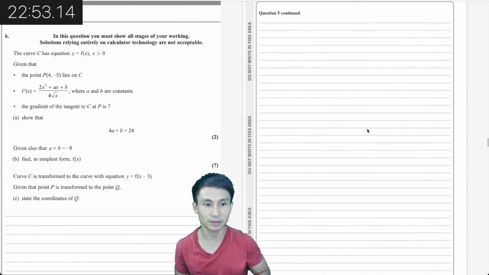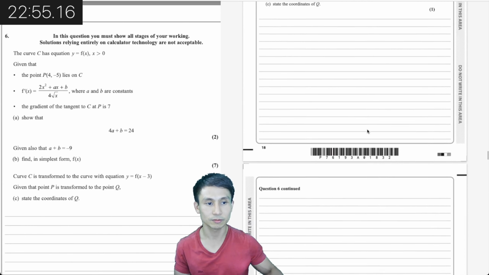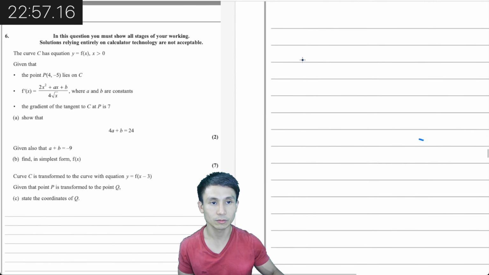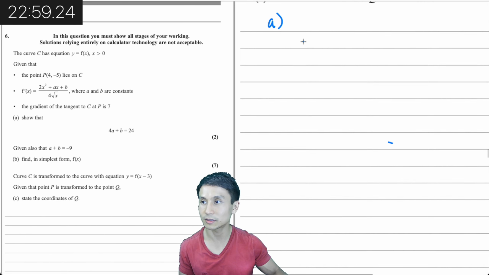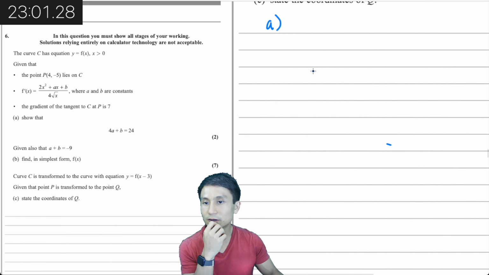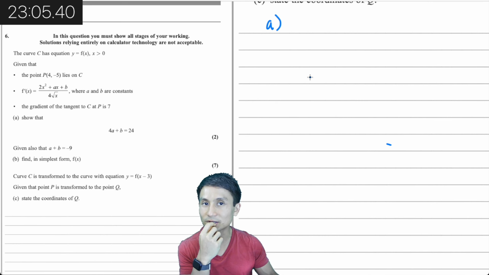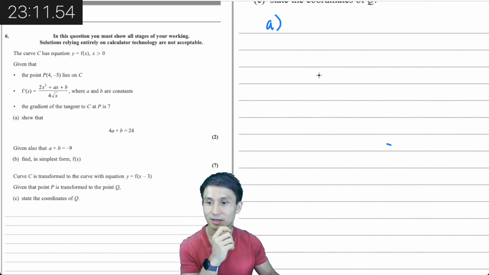Question 6, yeah? Okay, 6a. The curve has equation that, given the point P, (4, -5) lies on C. Given that f'(x) is that, the gradient of the tangent to C at P is 7.